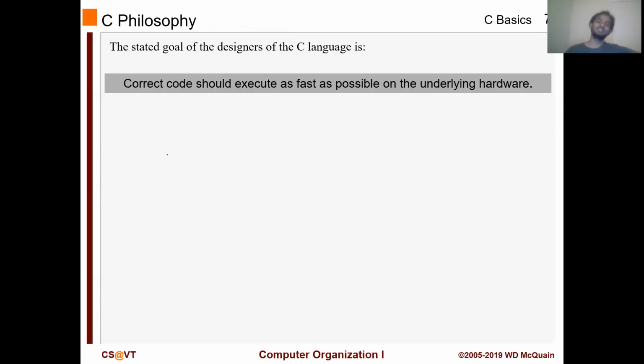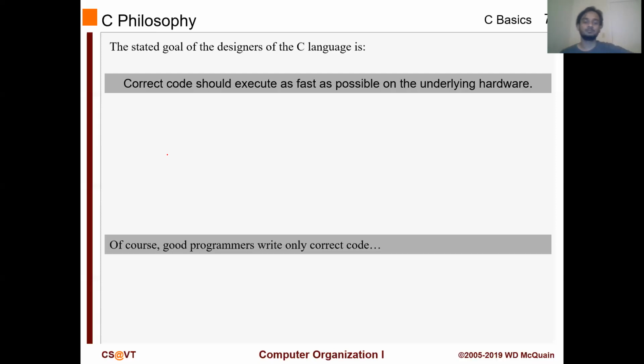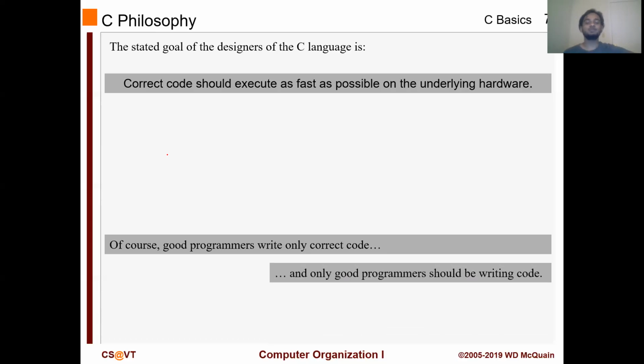So C's philosophy, the stated goal of the designer of the C language, is that correct code should execute as fast as possible on the underlying hardware. Of course, good programmers write only correct code, and only good programmers should be writing code. This is not a jab towards you. This is just something Professor McQueen likes to say. And I mean, you should always be focusing on becoming a good programmer, right? So you write good programs, and if you write good programs in C, they will be running as fast as possible.